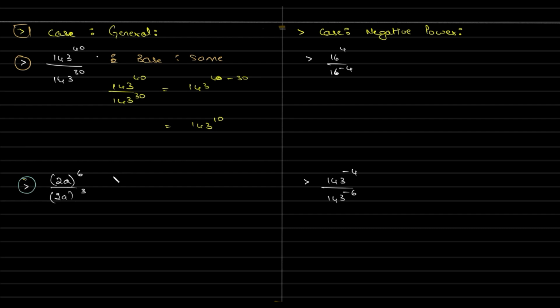Now the next question, what we're looking at is the base to be same. So they are same, but here it's division. So this will be 2a to the power of 6 by 2a to the power of 3 is equal to 2a whole to the power of 6 minus 3. Numerator minus the denominator. So this is nothing but 2a whole to the power of 3. That's your answer.